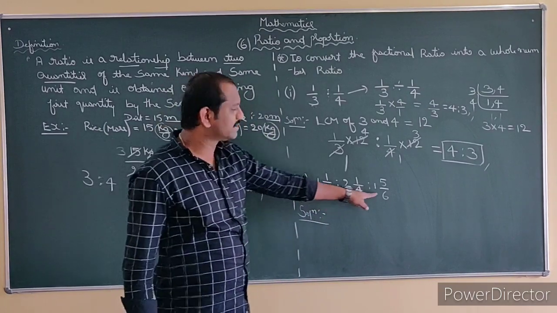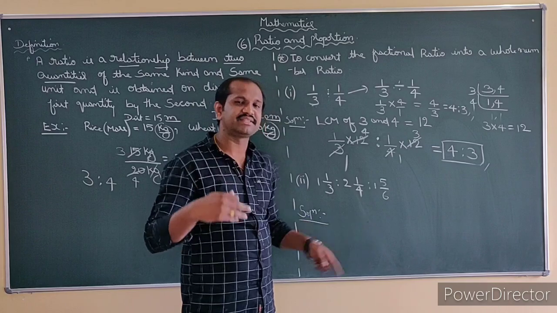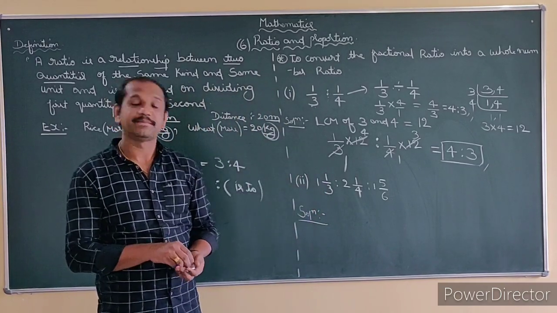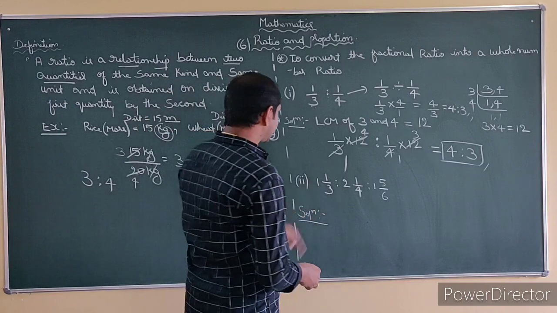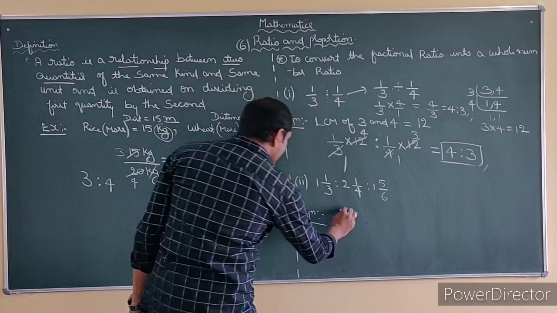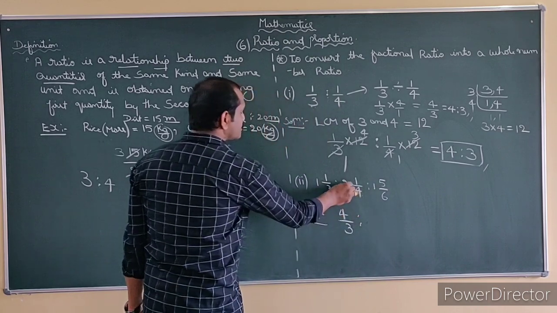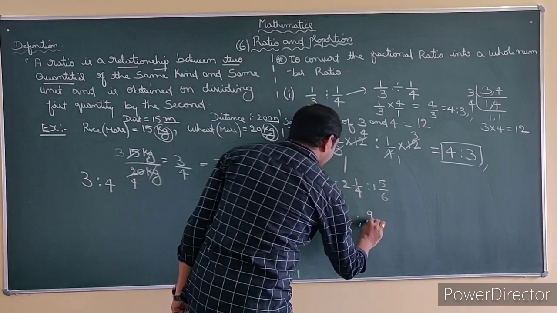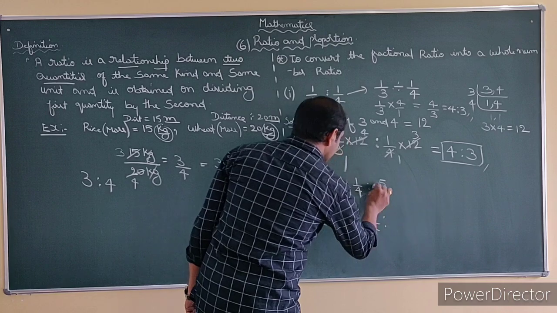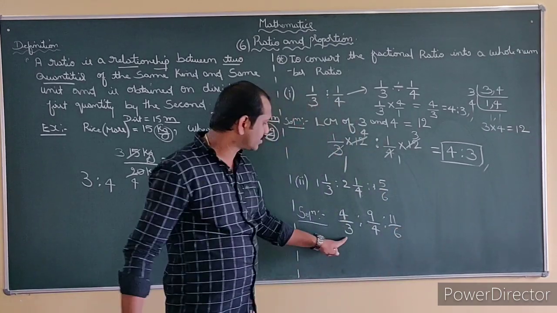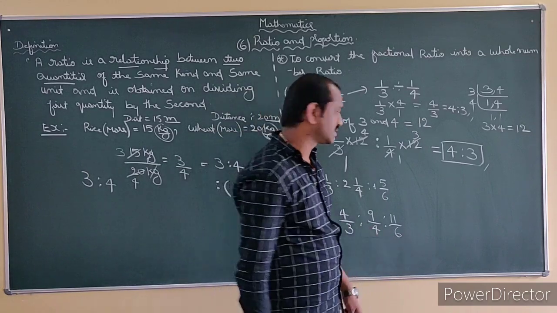So first it is a mixed fraction. Obviously, in whichever maths part, whenever there is a mixed fraction, convert it to an improper fraction. 3 ones are 3, 3 plus 1 is 4 by 3. 4 2s are 8 plus 1 is 9 by 4. 6 ones are 6 plus 5, 11 by 6. Now what you need to do? You need to take the LCM of 3, 4, 6.